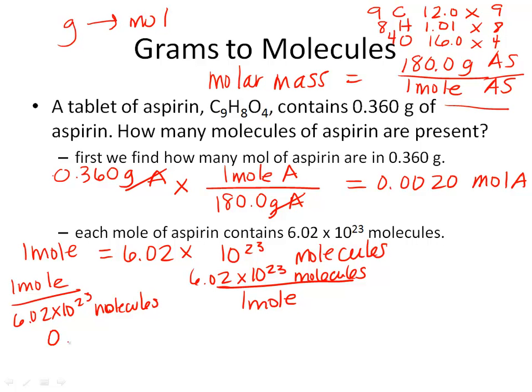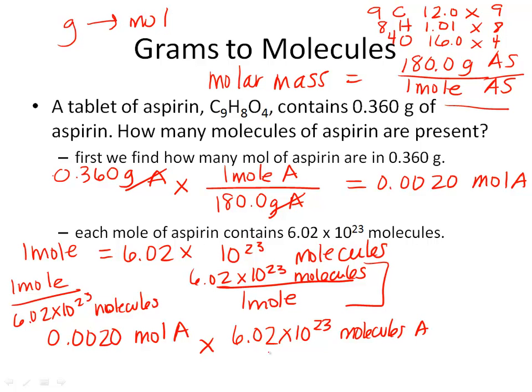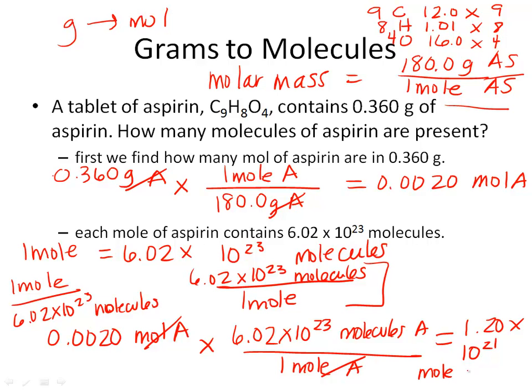So we know that we have 0.0020 moles of aspirin, right? We want to find out how many molecules that is. So we want our moles on the bottom so that we can cancel out the moles. So we're going to use our conversion factor like this. We're going to say 6.02 times 10 to the 23 molecules of aspirin over 1 mole of aspirin. That allows us to cancel out our moles of aspirin, and we're left with molecules. So when we work this out, we say 0.0020 times 6.02 times 10 to the 23rd. That gives us 1.20 times 10 to the 21 molecules of aspirin.